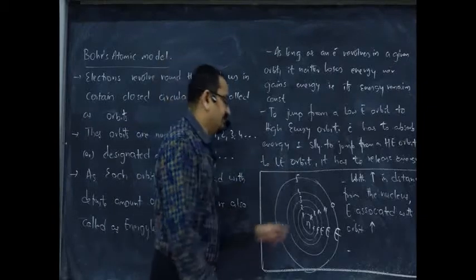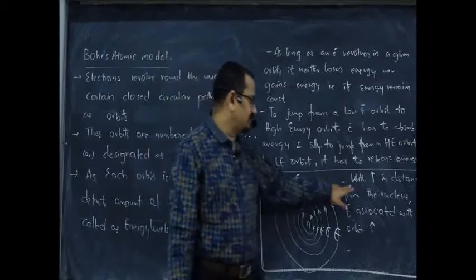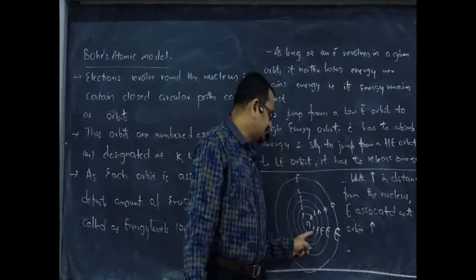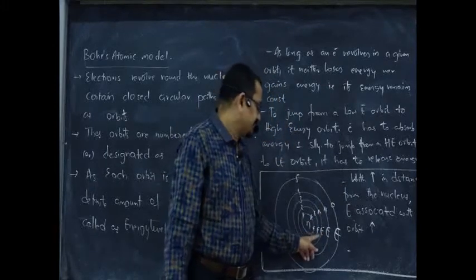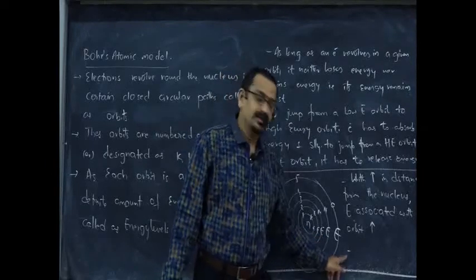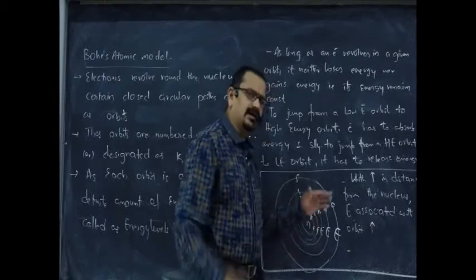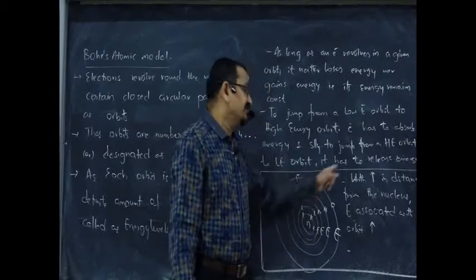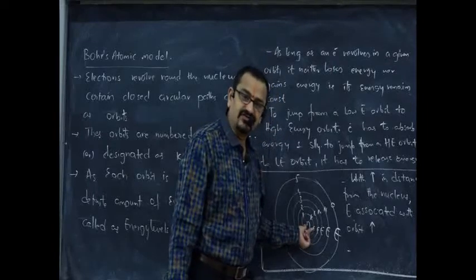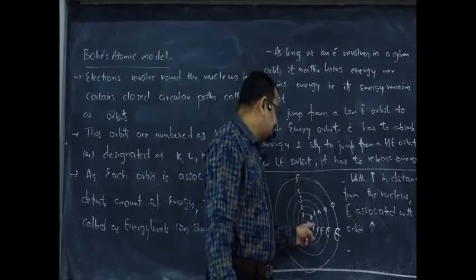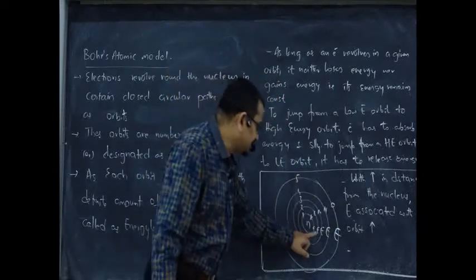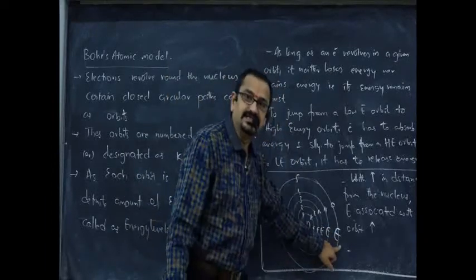Now, when it comes to these orbits, you can notice that with increase in distance from the nucleus, this is the first orbit at some distance, the second orbit is at more distance, the third is at still more, very high. With increase in distance from the nucleus, the energy associated with the orbit is also increasing. Have you noticed? Energy associated with the orbit increases.